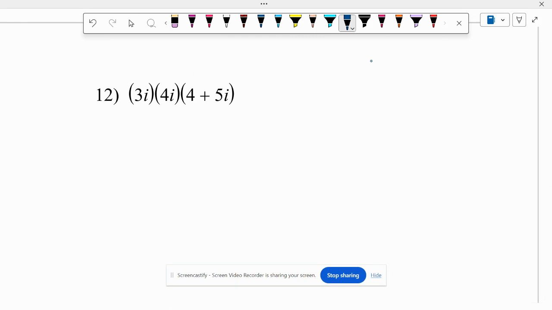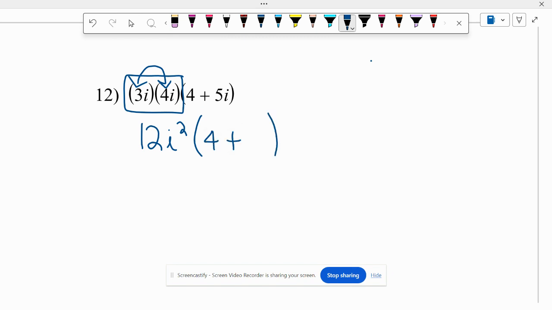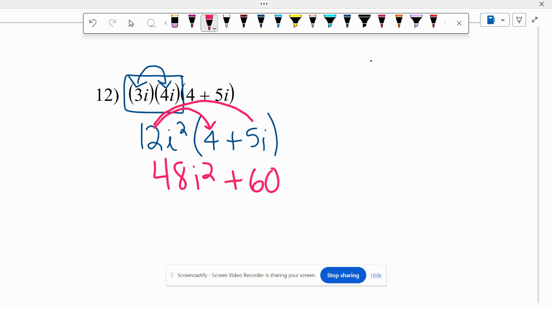Okay, here we go. Multiplication. Let's take care of this first. I have 3i times 4i. Well, 3 times 4 is 12, and i times i is i squared. We're going to take that and distribute it through this parenthesis. So 12i squared times 4. Well, 12 times 4 is 48i squared. And 12 times 5 is a positive 60. And i squared times i is i cubed.